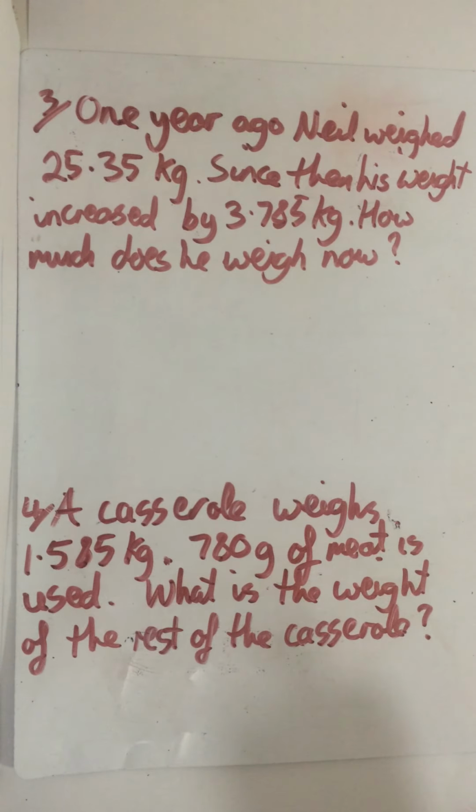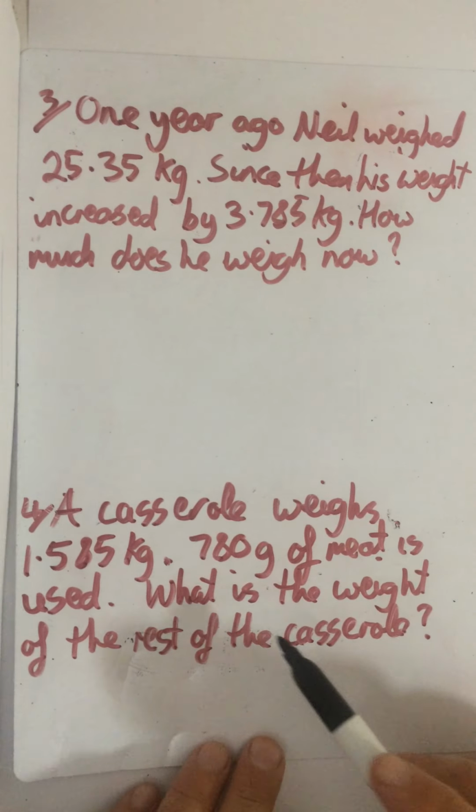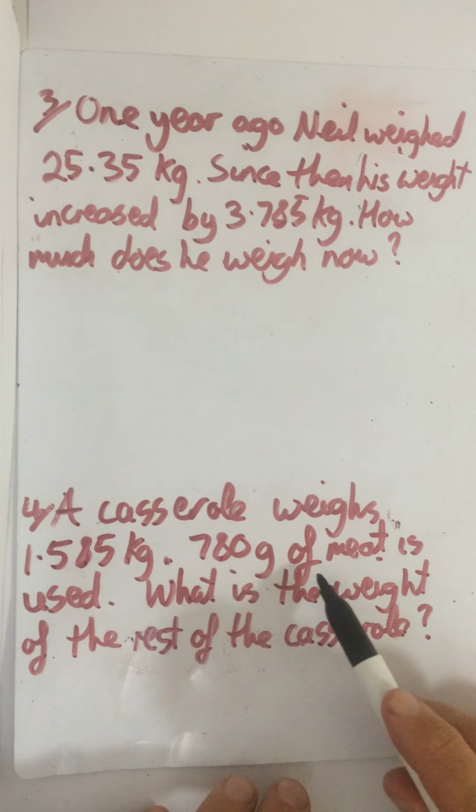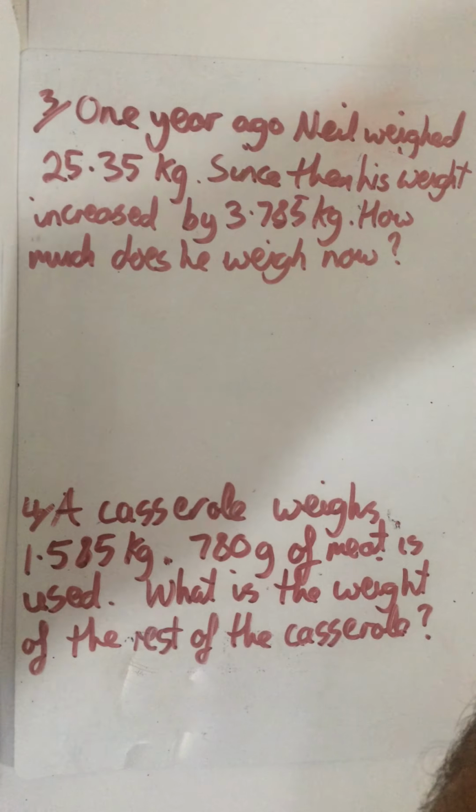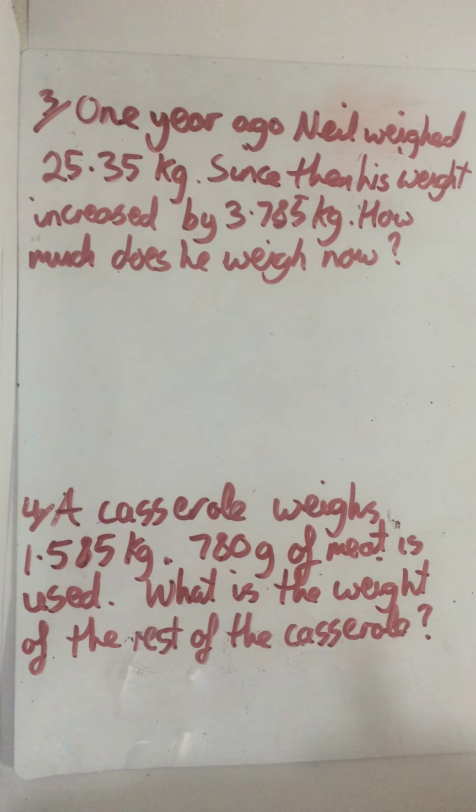Question 4. A casserole weighs 1.585 kilograms. 780 grams of meat is used. What is the weight of the rest of the casserole? Have a go at those two, please. Pause the video while you're doing those.